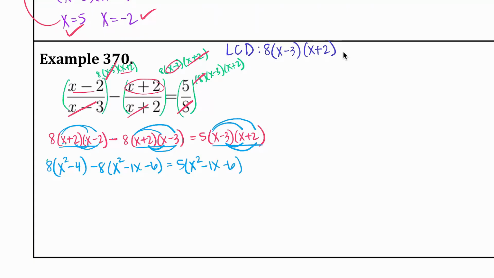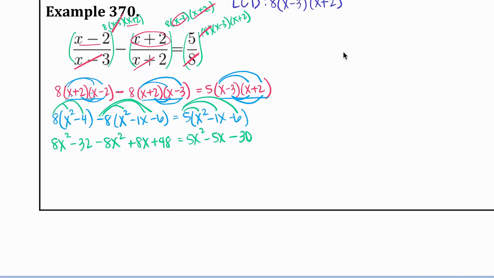Okay, we have some more multiplication to do. I'm going to distribute those coefficients out in front. So we get 8x squared minus 32 minus 8x squared plus 8x plus 48 equals 5x squared minus 5x minus 30.